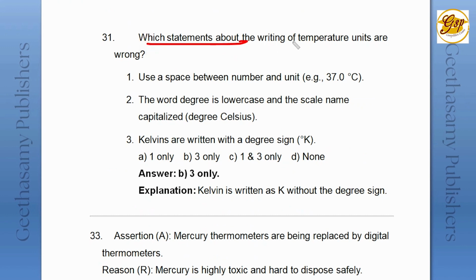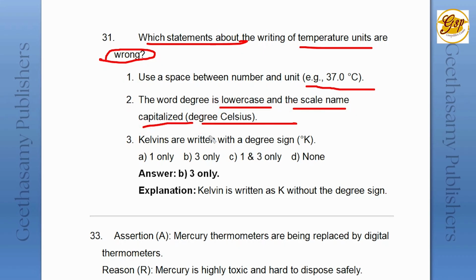31st question. Which statements about writing temperature units are wrong? 1. Use a space between the number and the unit, like 37.0 and space and degree. 2. The word degree is lower case and the scale name is capitalized, degree Celsius. 3. Kelvins are written with the degree symbol, degree K. Options: 1 only, 3 only, 1 and 3, and none. The answer is 3 only. Kelvin is written K, as we have already seen.